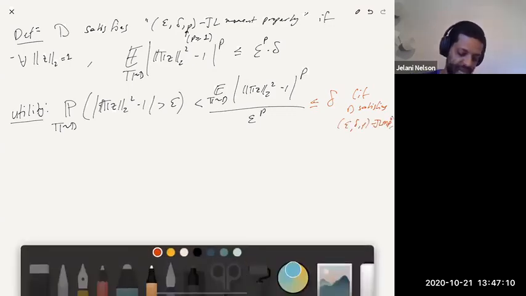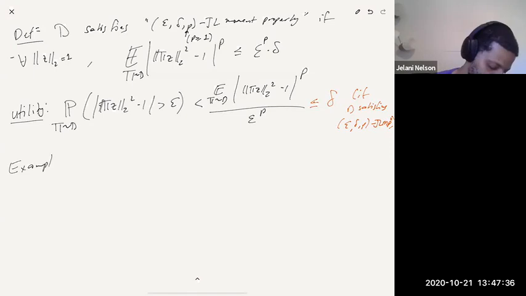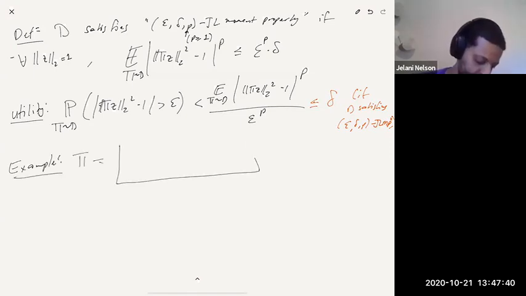Okay, so satisfying the JL moment property is just a fancy way of saying that the distribution gives you DJL via Markov's inequality on a high enough moment. Okay, that's all it's really saying. And it turns out that all the distributions that we've been talking about so far that give you JL do have the moment property for some choice of epsilon, delta, and p. So for example, take the count sketch matrix where pi looks like this.